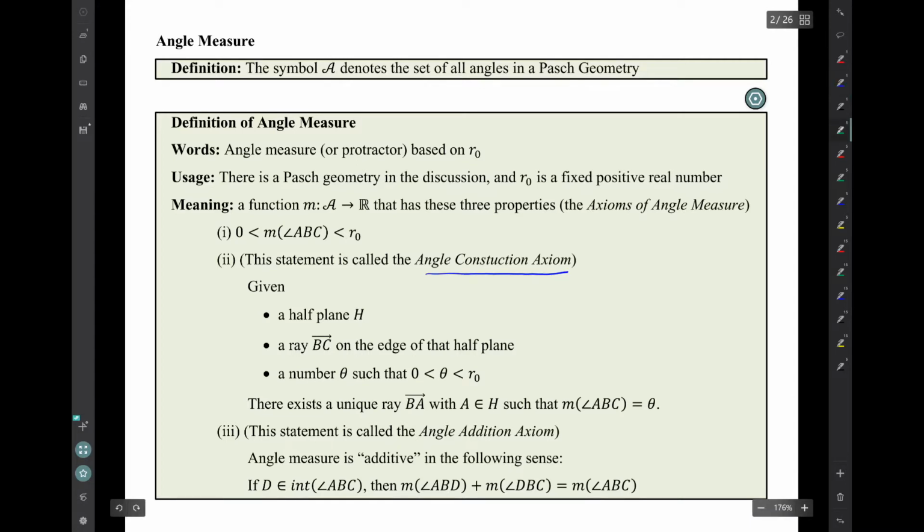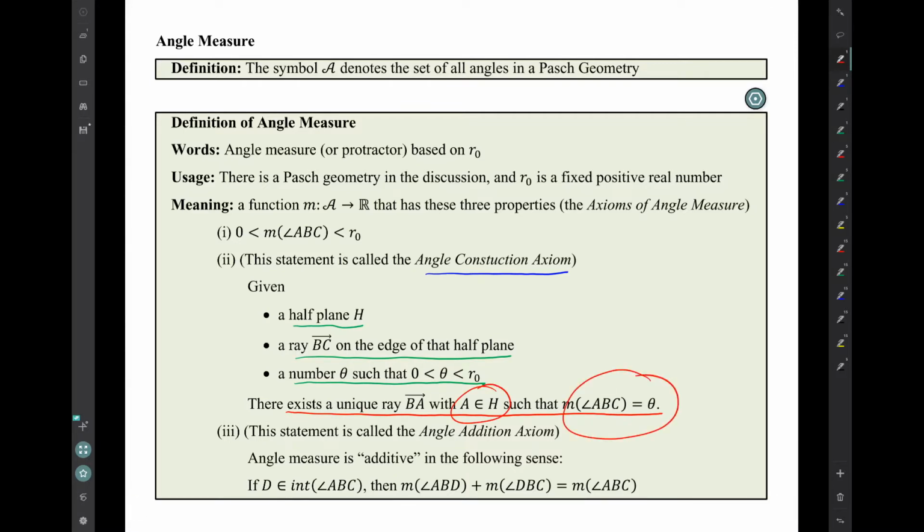The angle construction axiom says this: given a half plane H, a ray BC on the edge of that half plane, and a number theta such that theta is greater than 0 and less than r subscript 0, given all that stuff, there exists a unique ray BA with A in that half plane H such that the measure of the resulting angle ABC is that number theta.